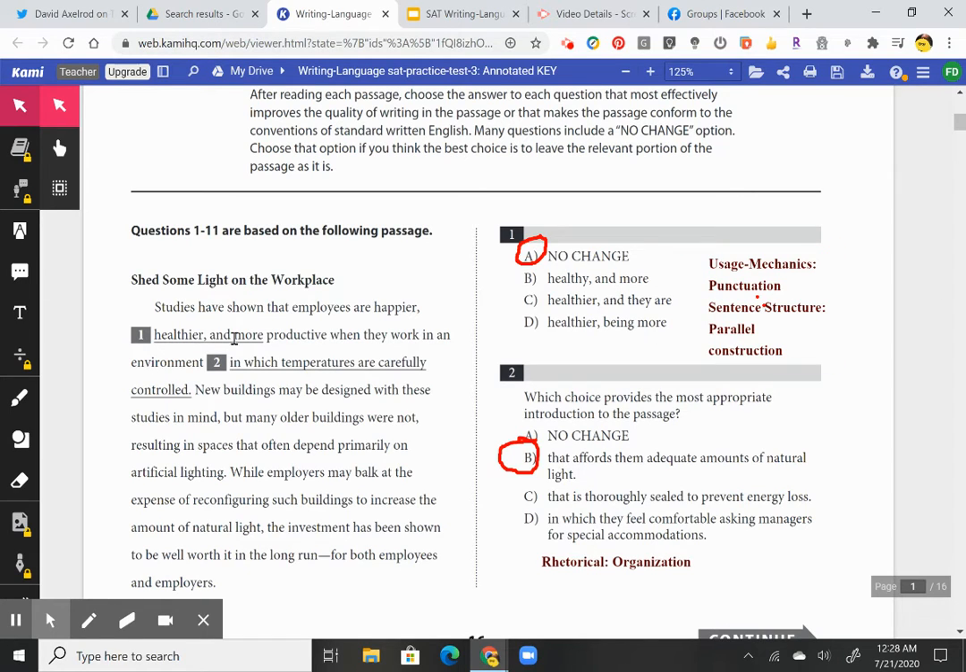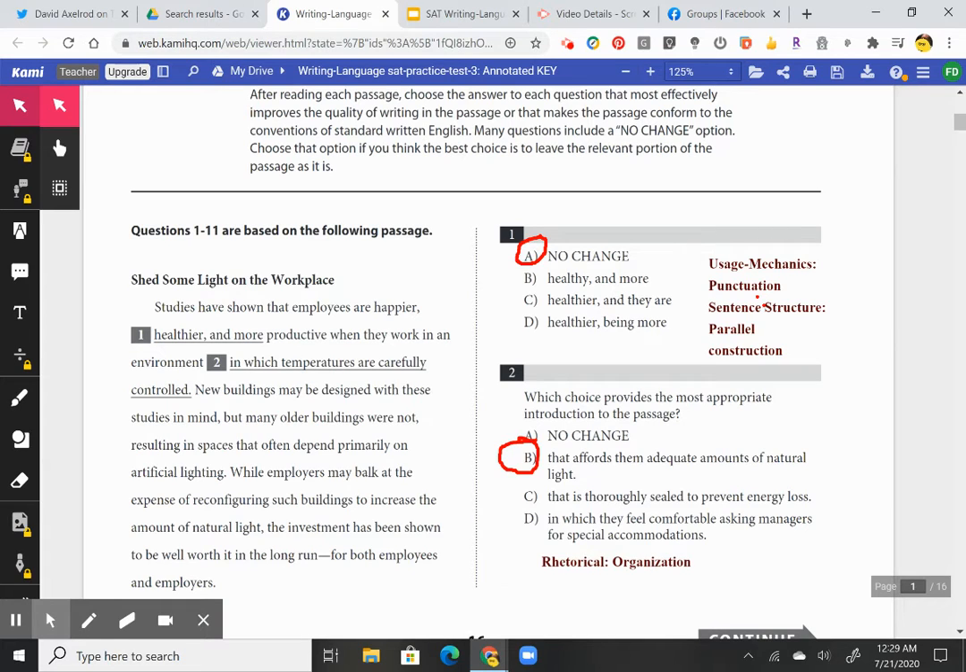We have a sentence structure: happier, healthier, and more productive. Yes, they use the Oxford comma on the SAT, and so there is no change here. This works as parallel construction. In which temperatures are carefully controlled, if you go through, you're not going to be sure which choice provides the most appropriate introduction to the passage. You want to make sure you read the question as well: which choice provides the most appropriate introduction to the passage?